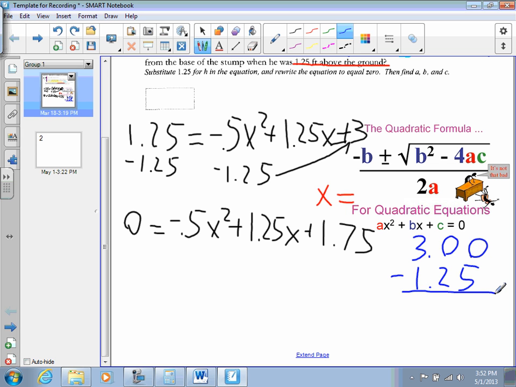Okay, so let's do the subtraction. Well, we have to come all the way over here to borrow, so we turn that into a 2. This becomes a 10. We have to borrow from that, turning it into a 9, and turning this into a 10. So now 10 minus 5 is 5, 9 minus 2 is 7, there's my decimal point, and 2 minus 1 is 1, 1 and 75 hundredths.